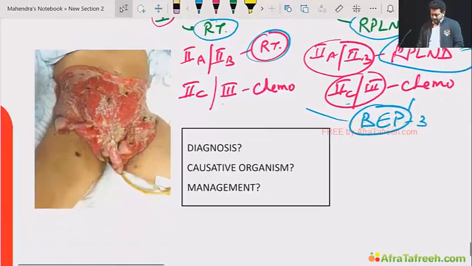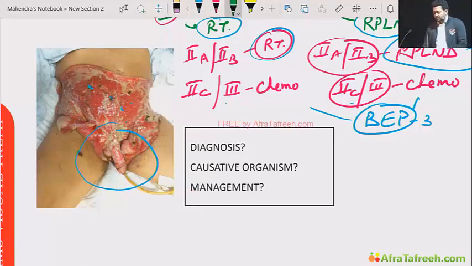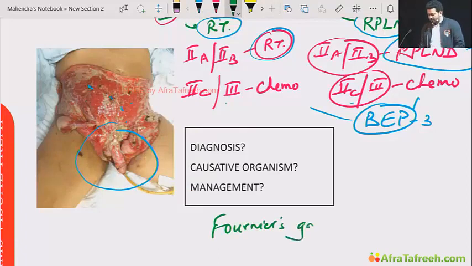Last image and the last slide. So what is the diagnosis? Although it does not become that extensive, in this picture I have shown a more extensive type of Fournier's gangrene.